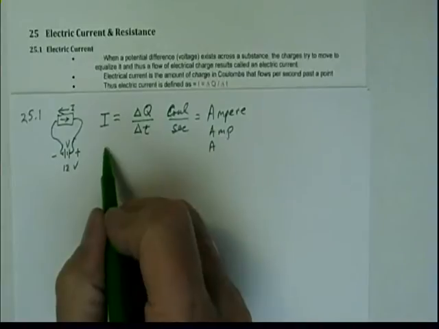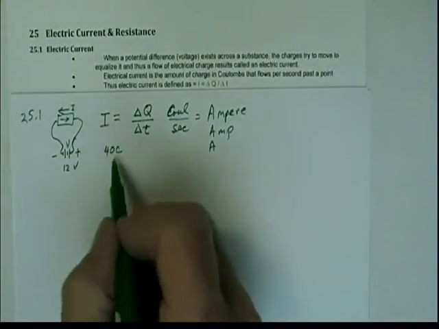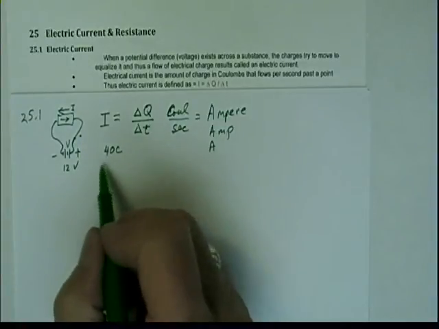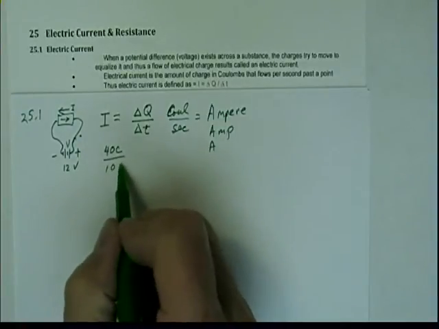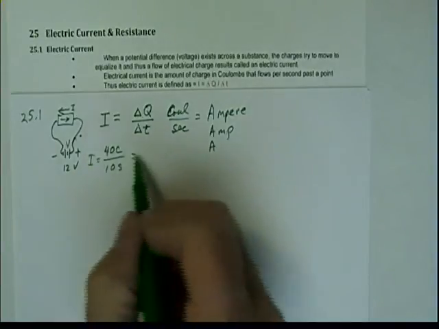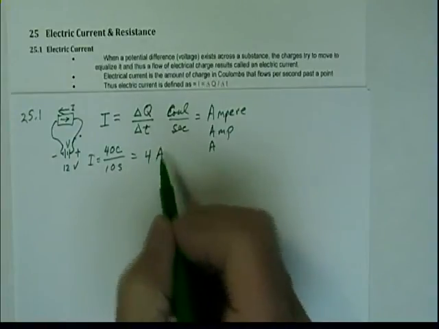So if we have a problem where 40 coulombs flow in this wire past a given point right here every 10 seconds, then we have a current, I, which is 40 coulombs per 10 seconds, which is going to give us 4 amps.